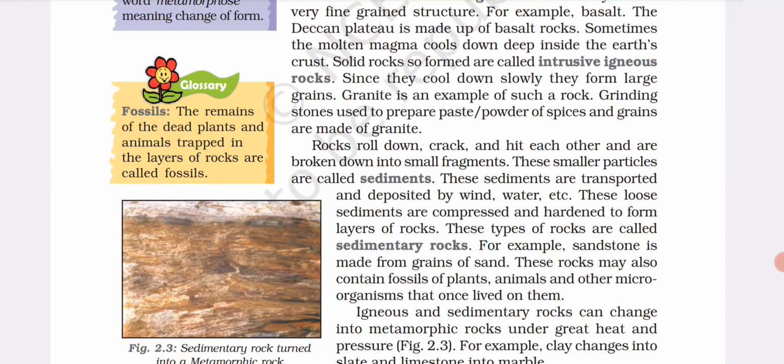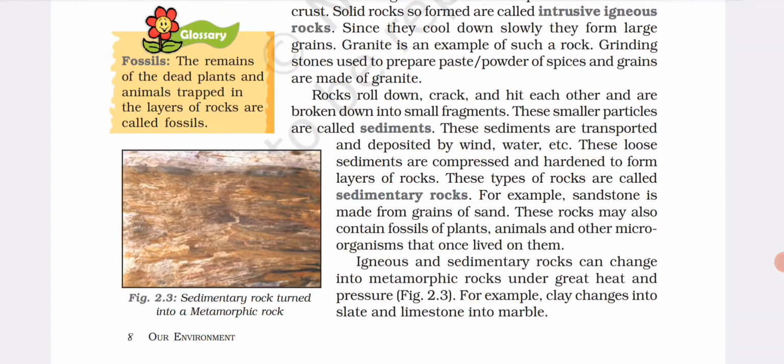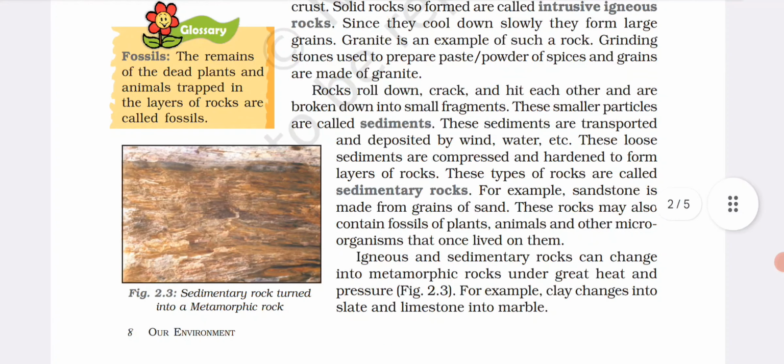Rocks roll down, crack and hit each other and are broken down into small fragments. These smaller particles are called sediments. These sediments are transported and deposited by wind, water, etc. These loose sediments are compressed and hardened to form layers of rocks. This type of rock is called sedimentary rock. For example, sandstone is made up of grains of sand. These rocks may also contain fossils of plants, animals, and other microorganisms that once lived on them.